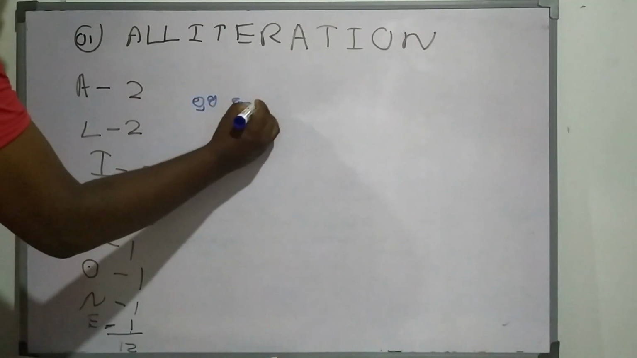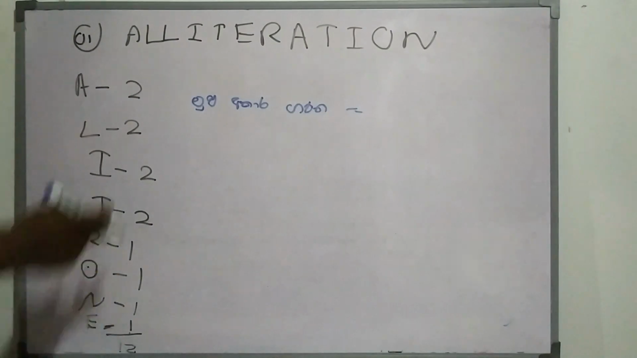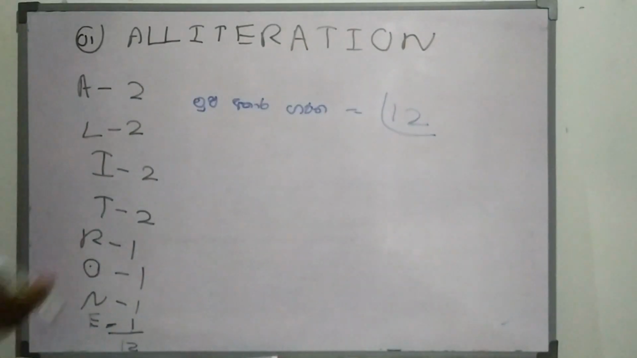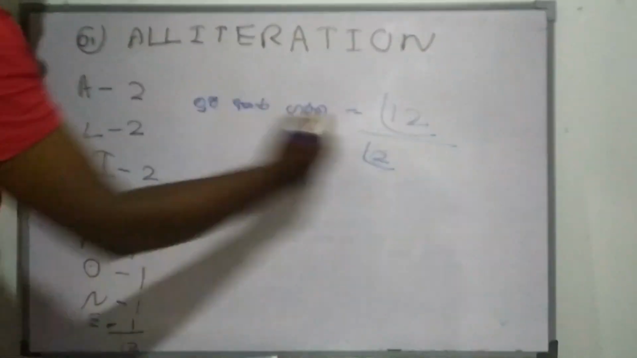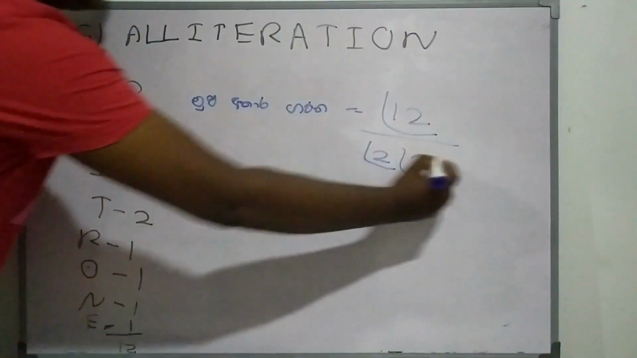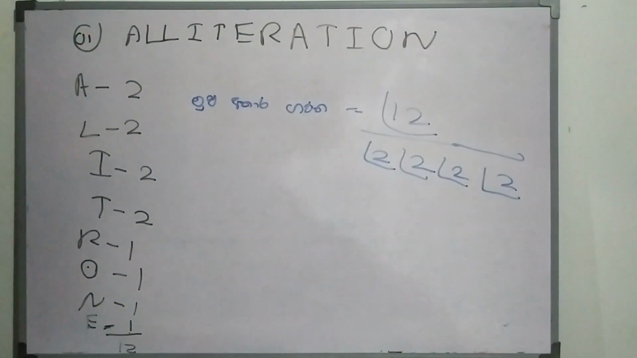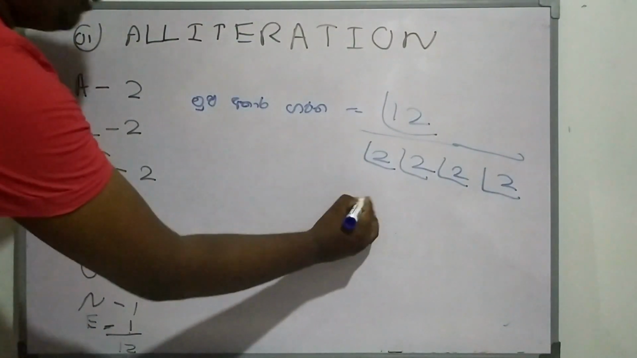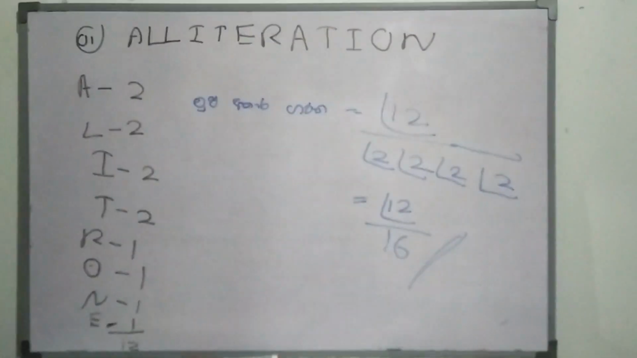The total number of arrangements is factorial 12 divided by, we have A2, the same L2, I2 and T2, right? Always we are dividing by the repeating elements, right? The number of repeating elements should be divided. Okay, so the answer is factorial 12 over 16.